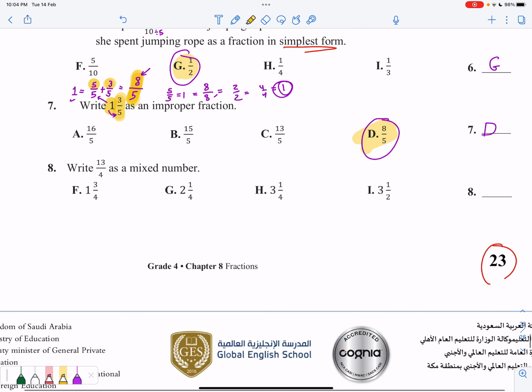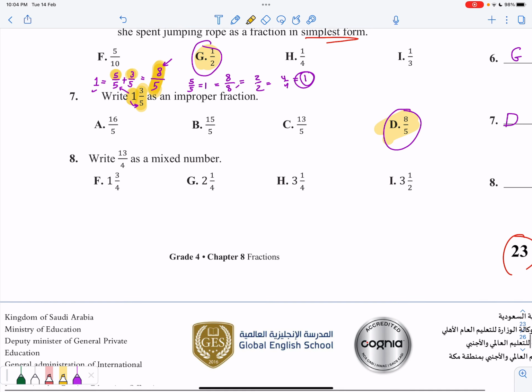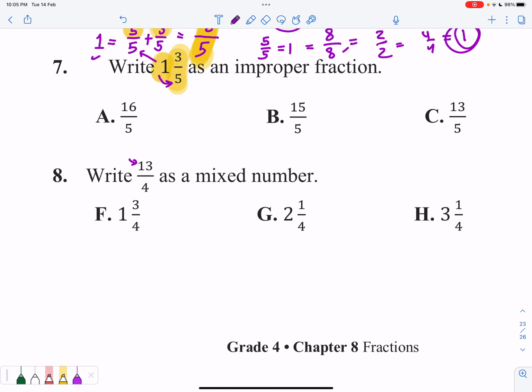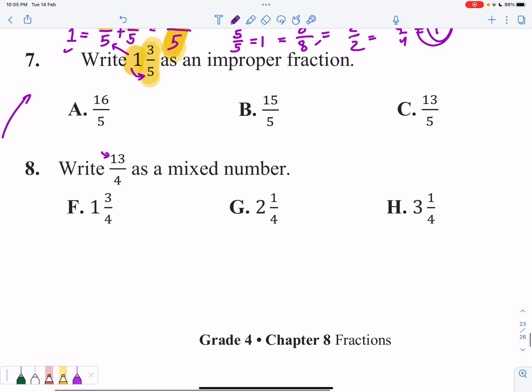Okay, now question 8 says, write that fraction, which is, of course, can you see that this is also an improper fraction because the number up is bigger than the number down. So this question says, write it as a mixed number. We want to do the opposite of what we just did in question 7. So let's remember how we are used to doing that.